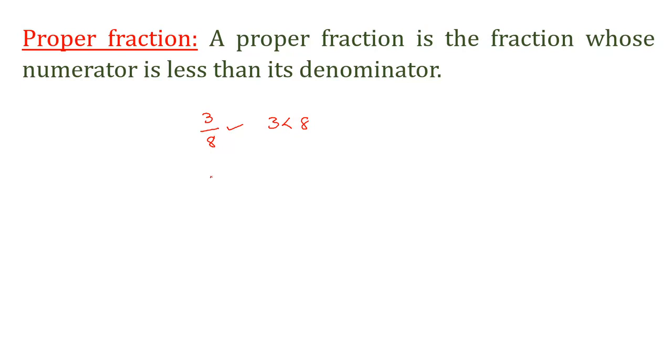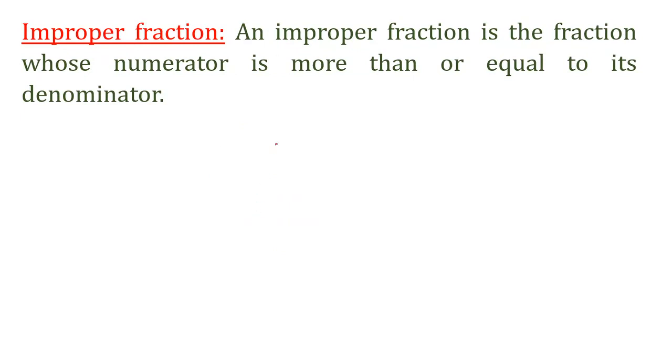So see one more example here, 12 by 25, where 12 is less than 25, numerator is less than denominator. 15 by 40, where the numerator 15 is less than 40. So this type of fractions are called proper fractions. Okay, next, improper fractions. So this is the reverse of the proper. An improper fraction is a fraction whose numerator is more than or equal to its denominator also. If the numerator is more than the denominator or equal also, that type of fractions are called improper fractions.